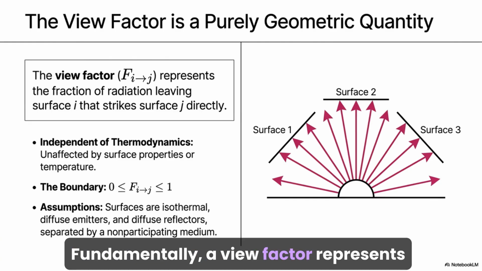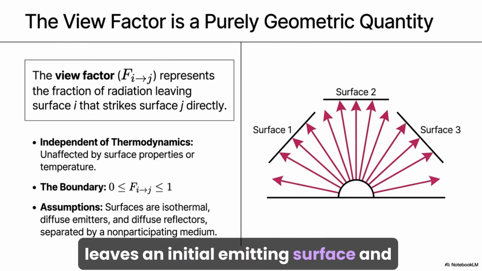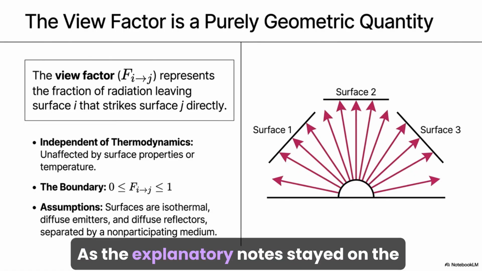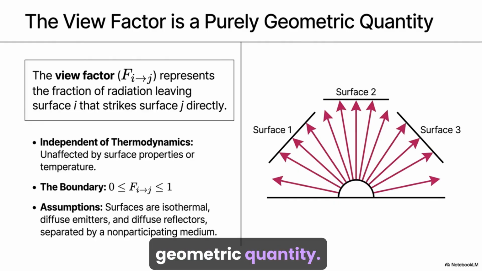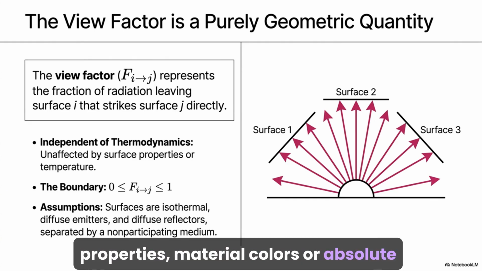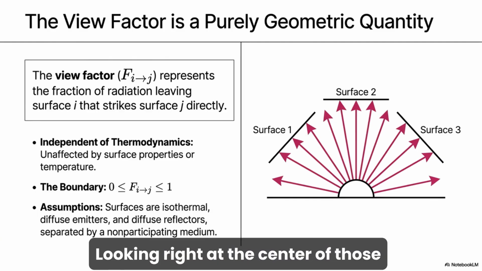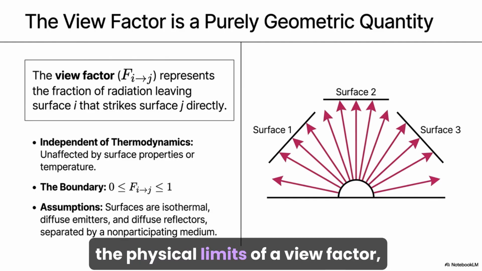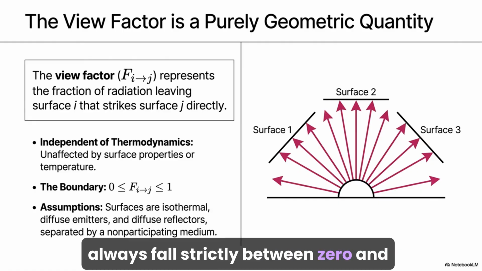Fundamentally, a view factor represents the exact fraction of radiation that leaves an initial emitting surface and directly strikes a target receiving surface. As the explanatory notes state on the left half of the slide, this is a purely geometric quantity. It is entirely unaffected by surface properties, material colors, or absolute temperature fields, meaning it is completely decoupled from thermodynamics. Looking right at the center of those notes, the boundary equation defines the physical limits of a view factor, stating that this energy fraction must always fall strictly between 0 and 1.